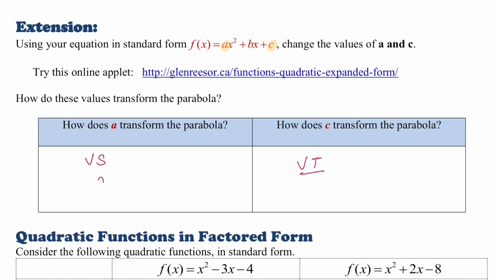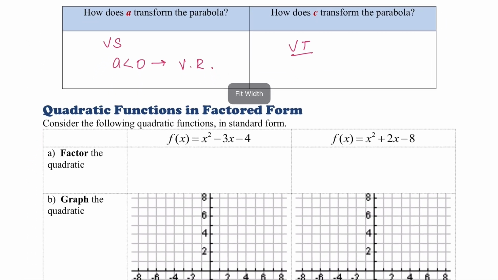If a is less than 0, that means there is a vertical reflection, right? Whenever we have a negative a, that means our graph is flipped. We have a vertical reflection. Just remember that, okay? So let's do this question.